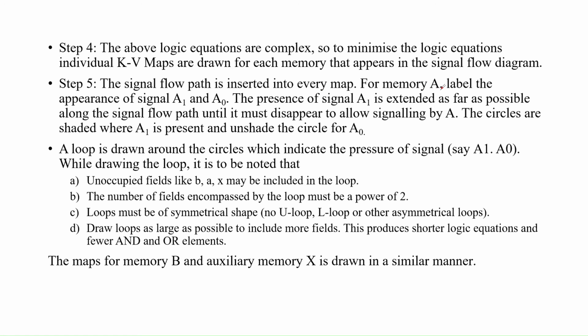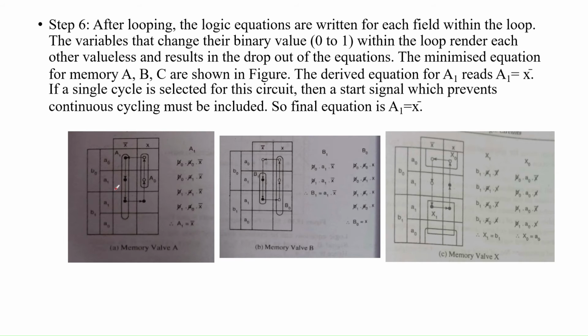For example, we take this memory A and label the appearance of the signal as A1 and A0. A1 and A0 are marked separately. That is, the circles are shaded where A1 is present and unshaded for A0. The presence of A1 is extended as far as possible along the signal flow path until it must disappear to allow signaling by A. And a loop is drawn around the circles which indicate the presence of the signal, say A1 and A0. So we can see in this figure that a loop is drawn for A1 and A0.